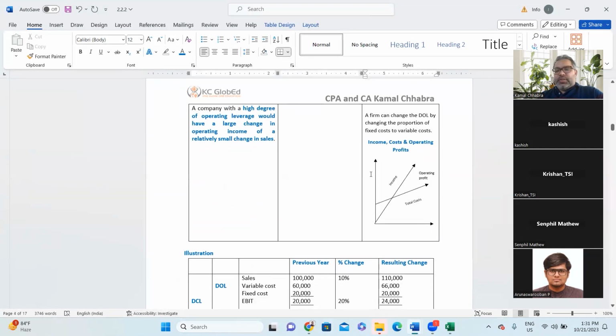right? So this is normally a graph reflecting your cost and income, and the intersection point is called the break-even point, and above the break-even point, whatever gap you are seeing is the operating profit, right?